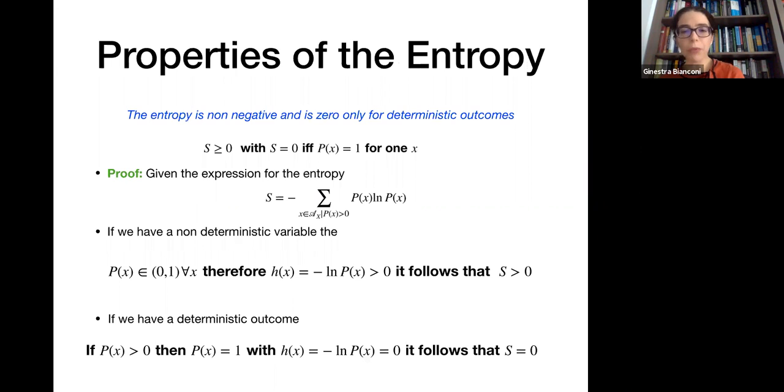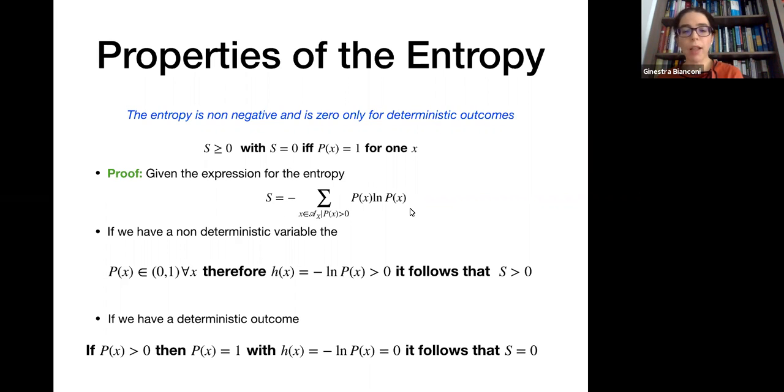Okay, so now this entropy really encodes the information encoded in the distribution, and an important property is that the entropy is non-negative and is 0 only for a deterministic outcome. So the entropy is greater or equal than 0 and is 0 only if px is equal to 1 for one given outcome. So in order to prove that, we can start with the definition of the entropy, which is listed here, which we commented on before.